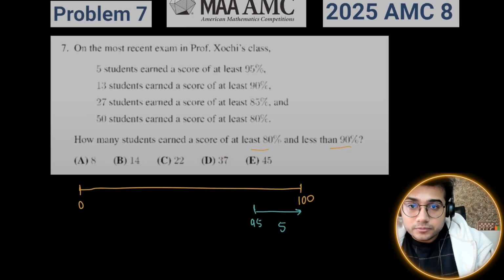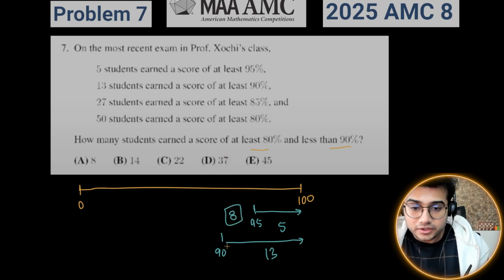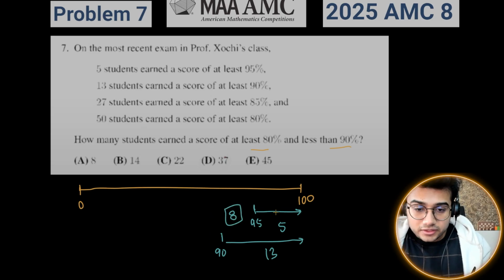Let me scroll down a bit. So 90. Let's say this is 90. Again, 90 or greater are how many students? 13 students. So how many are in this region? Well, then in this region must be the difference. So there are 8 students in this region right here. Okay, and then in this 95 to 100 region, there are 5 students. So 5 students are here and 8 students are here.